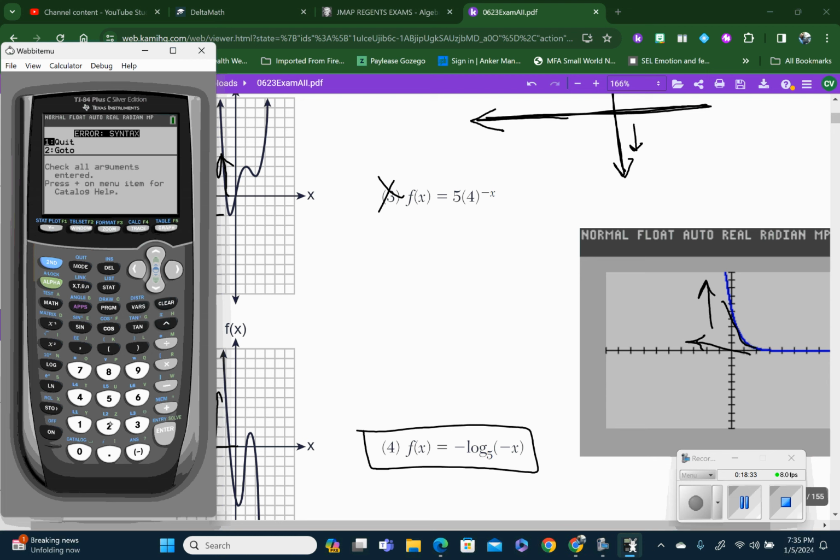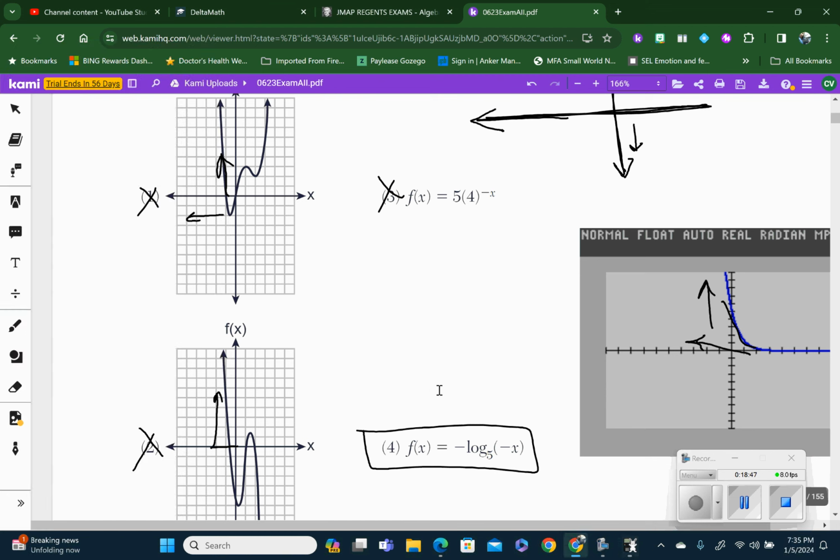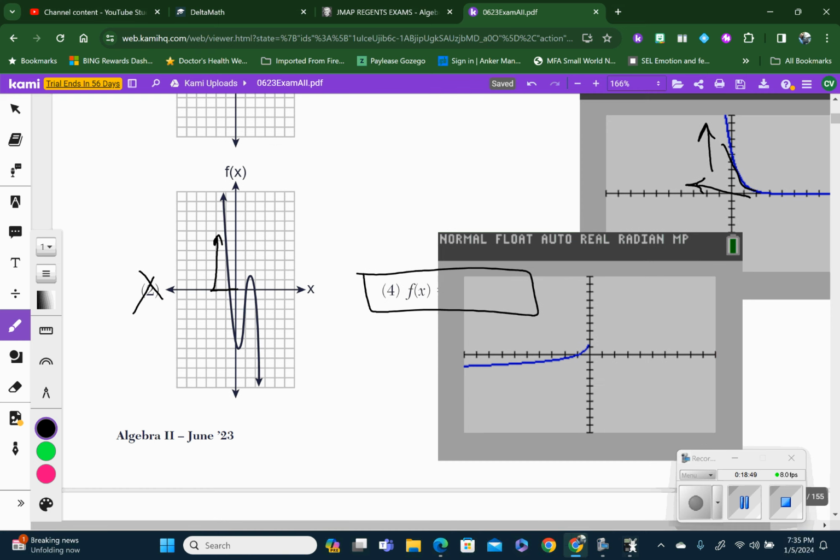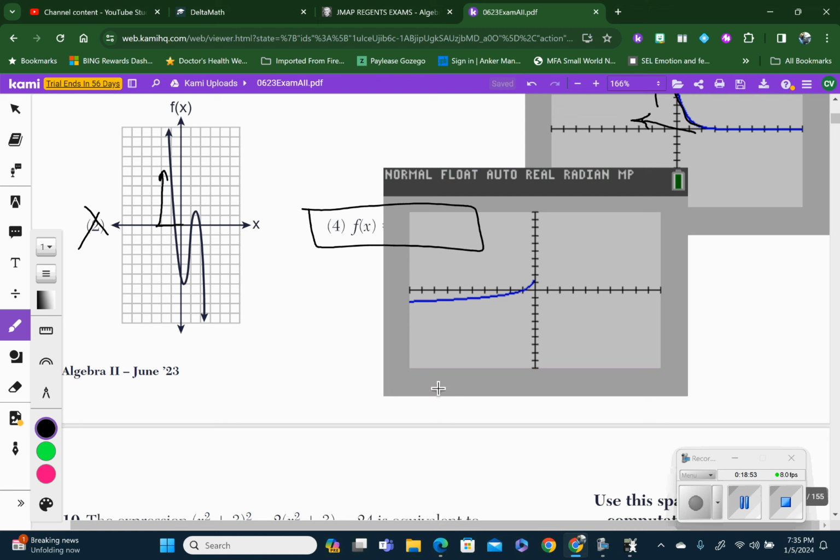Oh, what did I do wrong? I didn't put the 5 in. Okay. And now when I hit graph, there we go. Okay, so we can see it, right? As I go to the left, let me go ahead and put this over here so you can see it. As we go to the left, our graph is going down. That's exactly what's happening. So our answer is choice number 4.